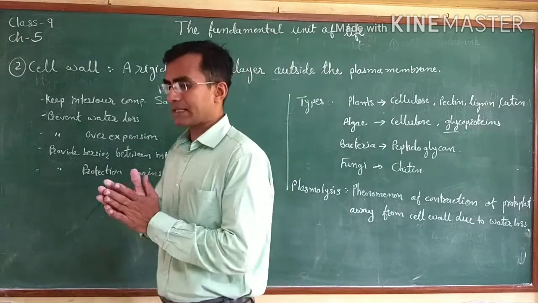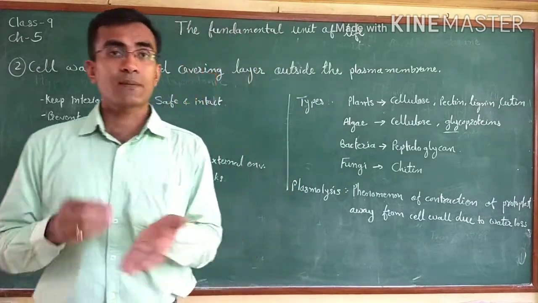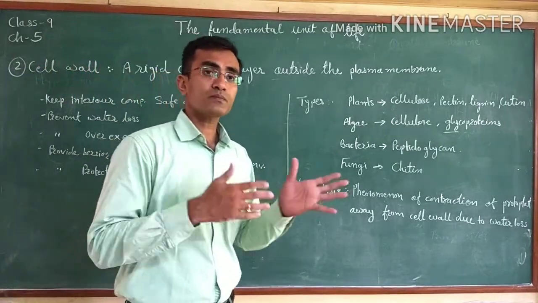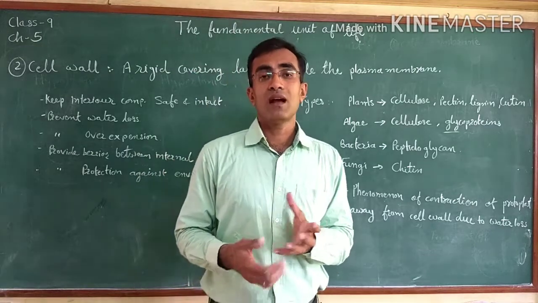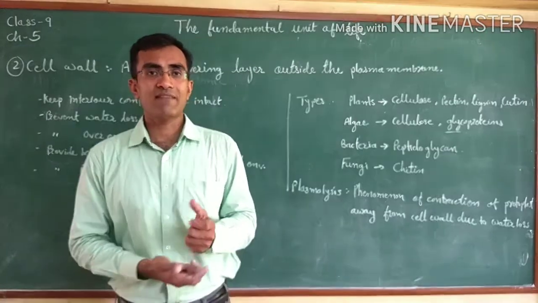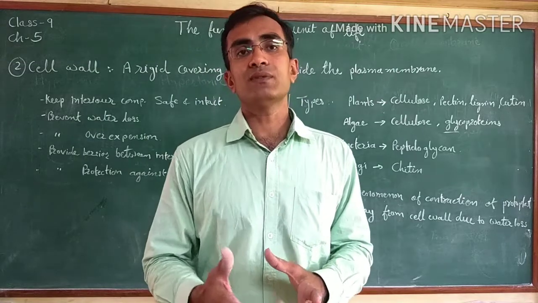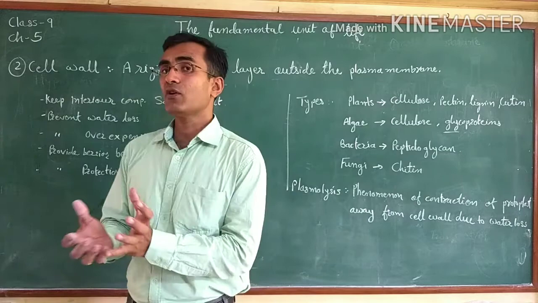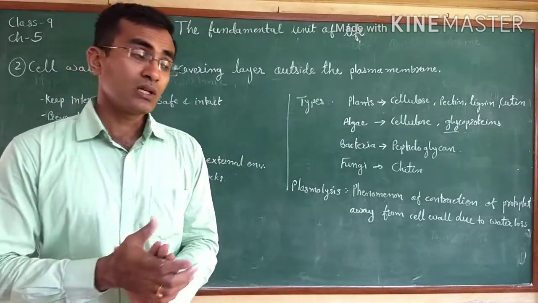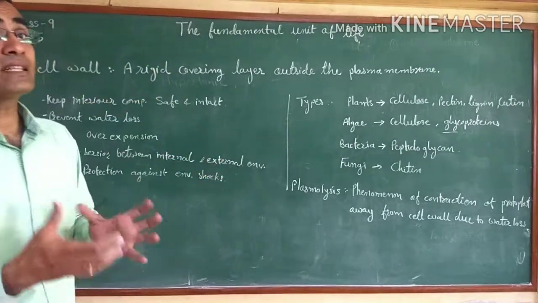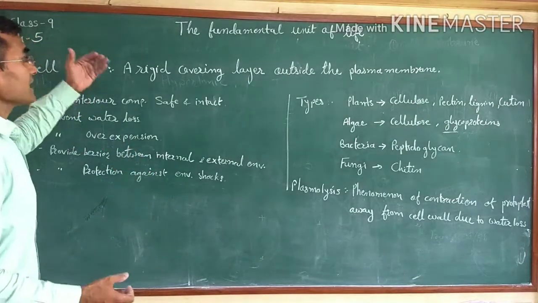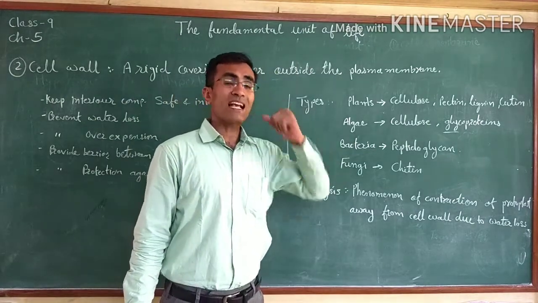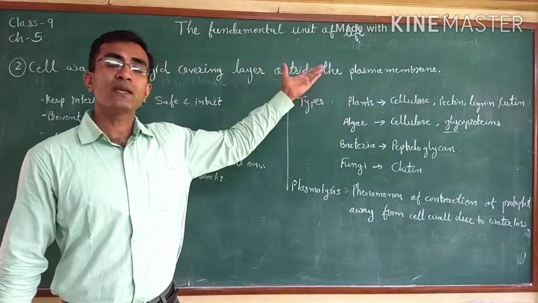Cell wall is present in certain organisms only. For example, a plant does have a cell wall. Then fungi have a cell wall, algae have a cell wall, some bacteria have a cell wall. So certain organisms have a cell wall to provide them a kind of protection. Okay. So what is the cell wall? It's a rigid part. The cell wall is a rigid covering layer outside of the plasma membrane. Plasma membrane, or we can say the cell membrane.